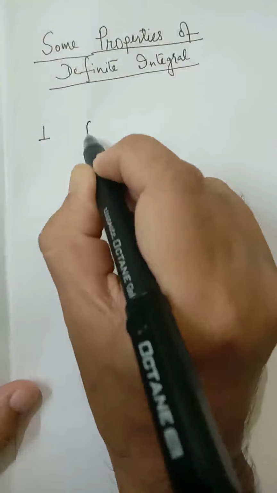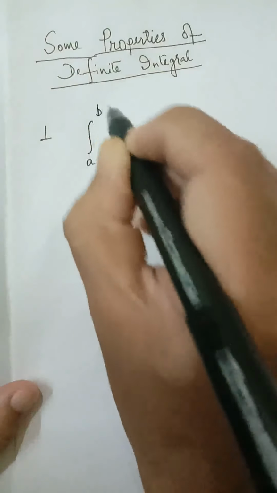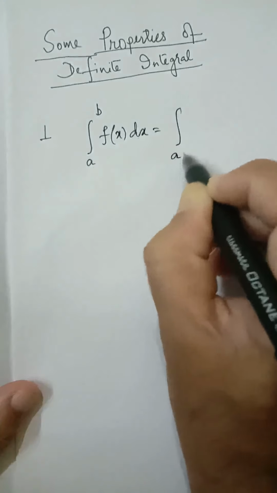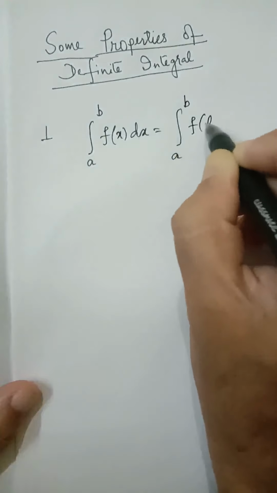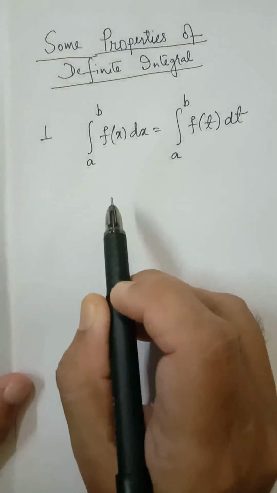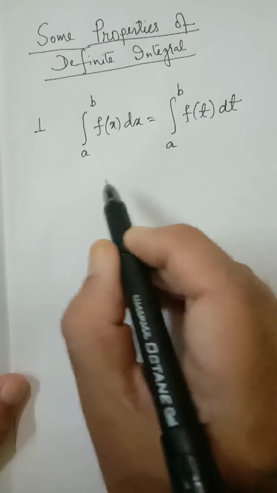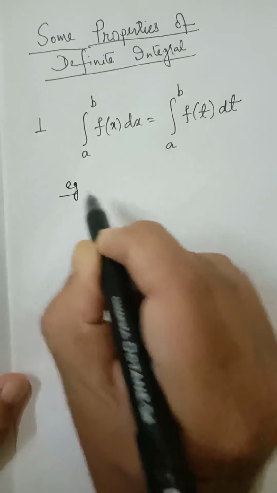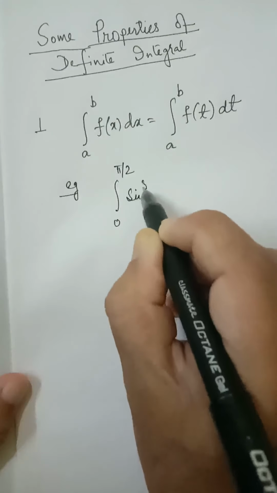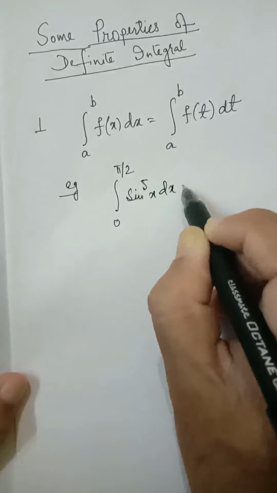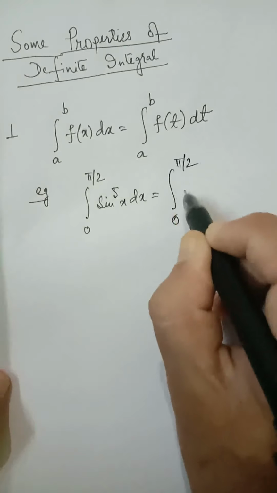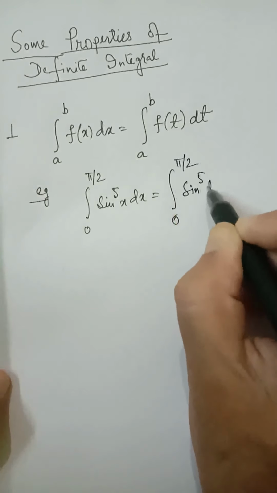Property number 1: integration of a to b f(x) dx is equal to integration of a to b f(t) dt. It means the integral is independent of the change of variable. For example, integration of 0 to pi by 2 sine to the power 5x dx is equal to integration of 0 to pi by 2 sine to the power 5t dt.